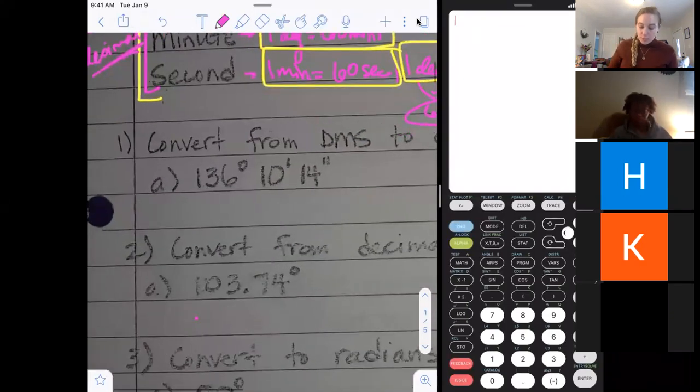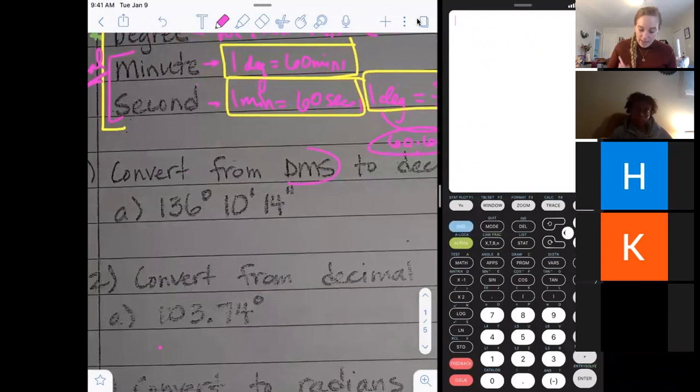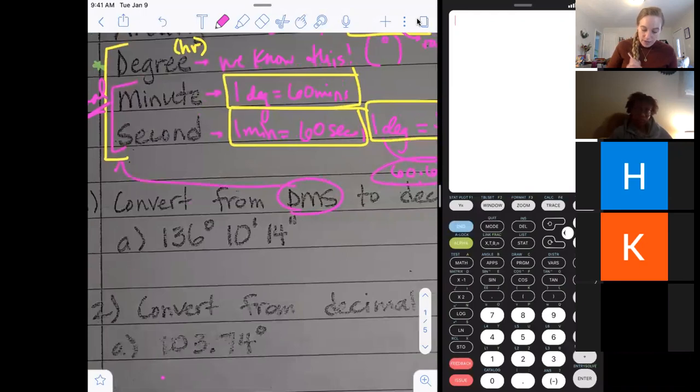Okay, this first one says we're converting from DMS to decimal form. DMS is degrees, minutes, seconds. So right now I gave it to you in degrees, minutes, seconds. I've got a degree of 136. My minute is that first apostrophe, 1 apostrophe, and then seconds is 2 apostrophes. Kind of like how we represent feet and inches. I'm not really sure who decided why we were allowed to use those things for different things, but they did, and we're going to keep using them.